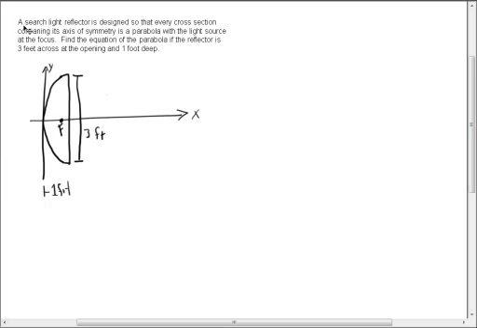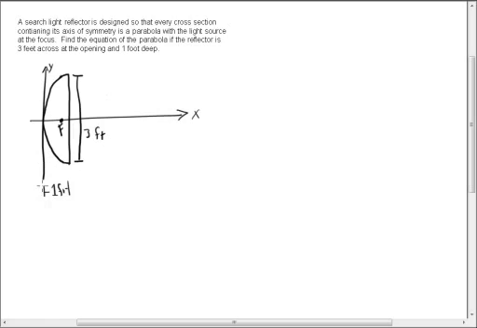Okay, the problem is a searchlight reflector is designed so that every cross-section containing its axis of symmetry is a parabola with the light source at its focus. Find the equation of the parabola if the reflector is 3 feet across at the opening and 1 foot deep. And it comes with this graph.